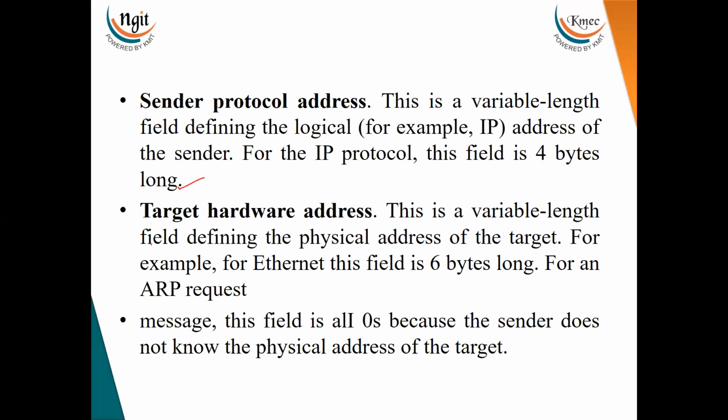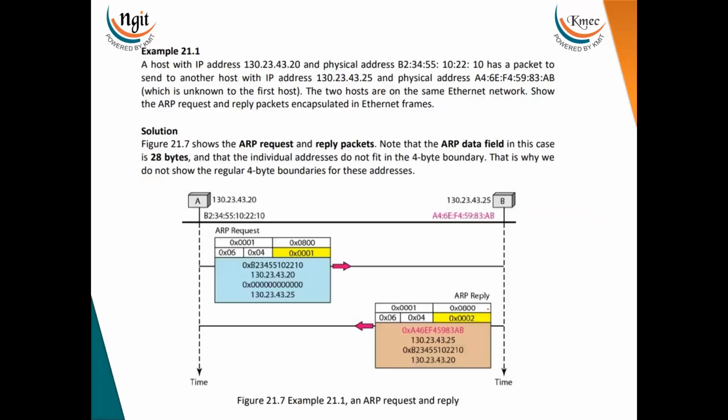The target hardware address is a variable-length field defining the physical address of the target. For example, for Ethernet this field is 6 bytes long. In the request message, this field is all zeros because the sender does not know the physical address of the target.